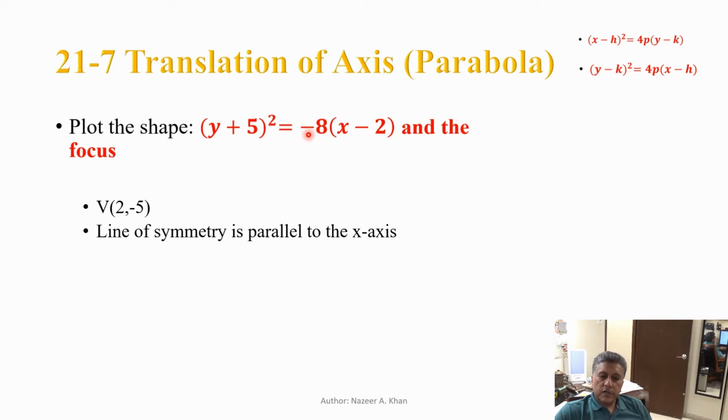Line of symmetry is parallel to the x-axis. We know that already. Opens negatively. Opens negative x, right? So we know that it's opening negatively because of this. And then we know that 4p is equal to minus 8. So if I were to solve for p, which is the distance from the vertex to the focus, 4 divided into minus 8 will give you minus 2.